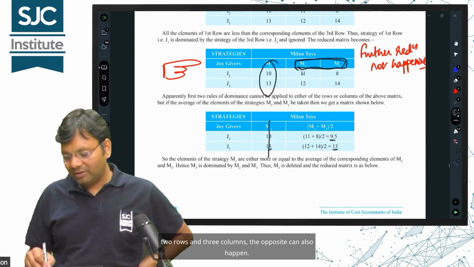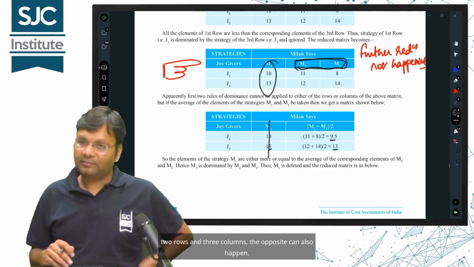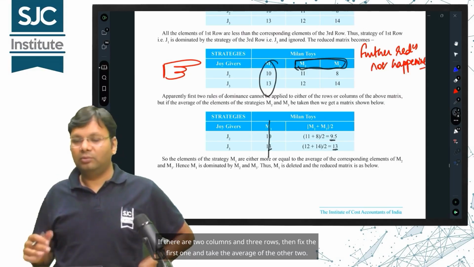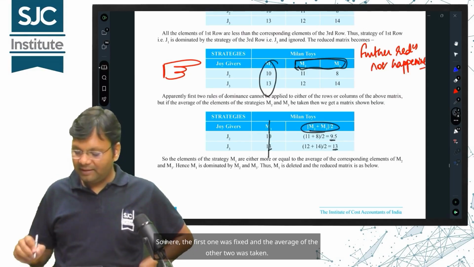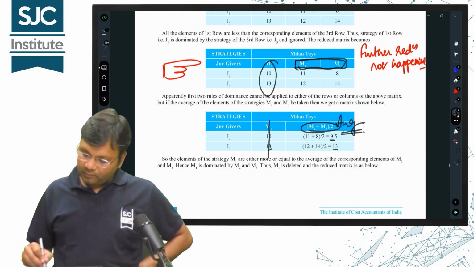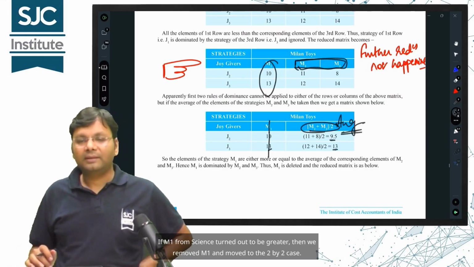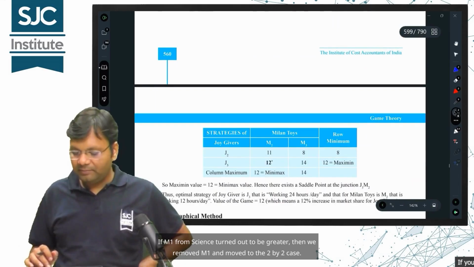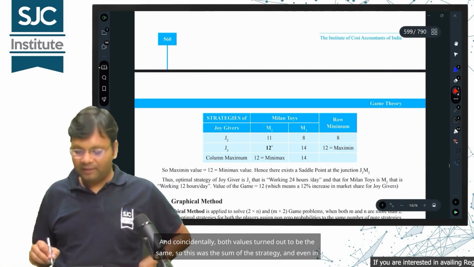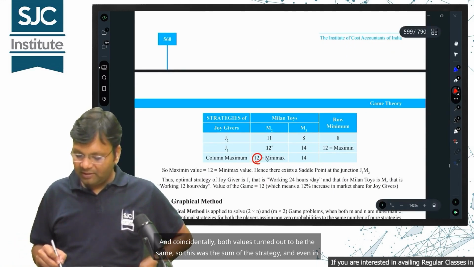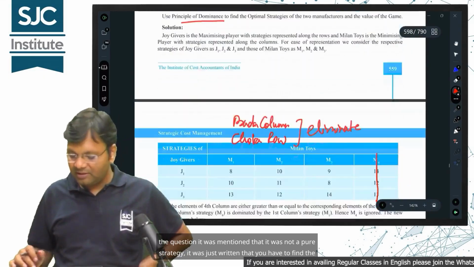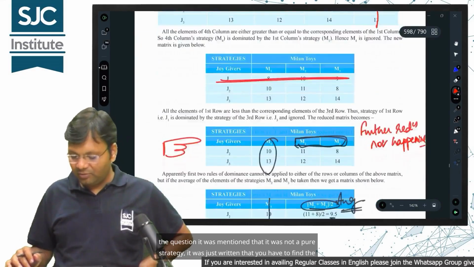Like just now there were 2 rows and 3 columns, the opposite can also happen. If there are 2 columns and 3 rows, then fix the first one and take the average of the other 2. So here, the first one was fixed and the average of the other 2 was taken. Alright, so the average was taken and compared. If M1 from science turned out to be greater, then we removed M1 and moved to the 2 by 2 case. After coming to the 2 by 2 case, what are the values of the minimax and maximum? And coincidentally, both values turned out to be the same, so this was the sum of the strategy, and even in the question it was mentioned that it was not a pure strategy, it was just written that you have to find the value of the game.